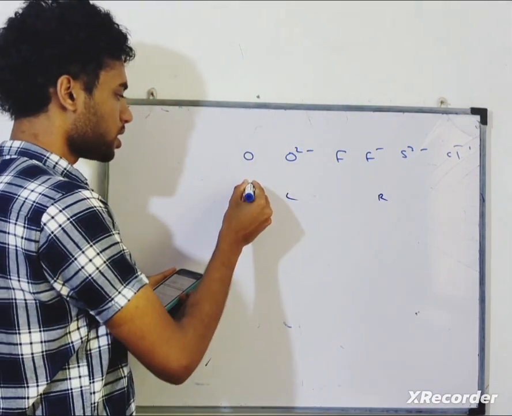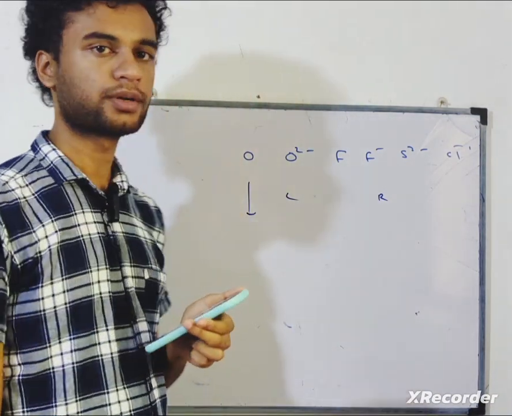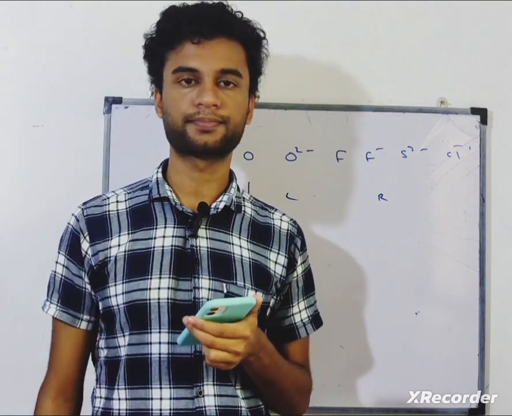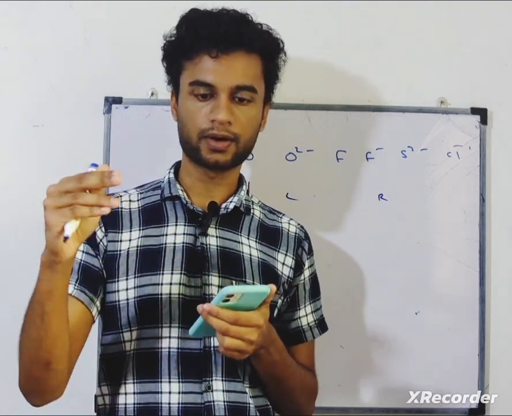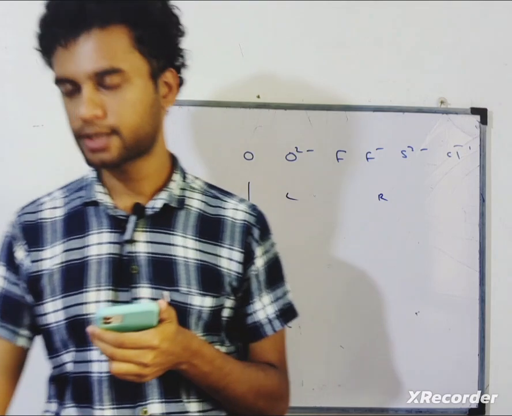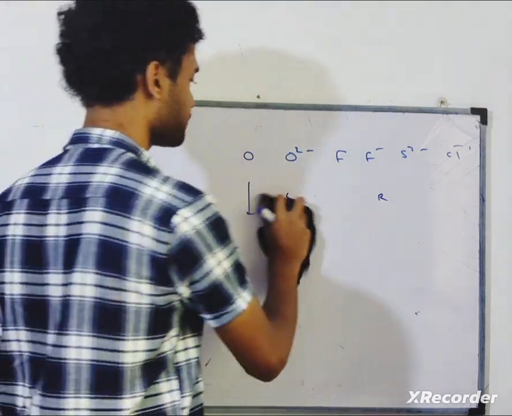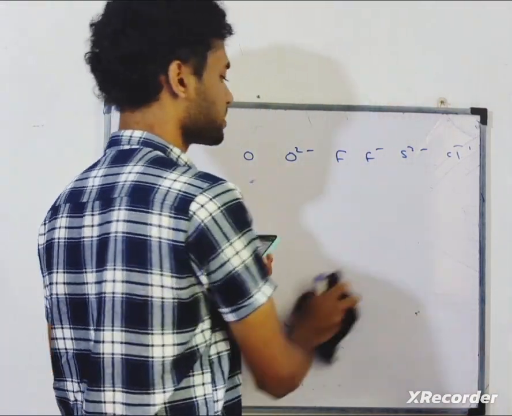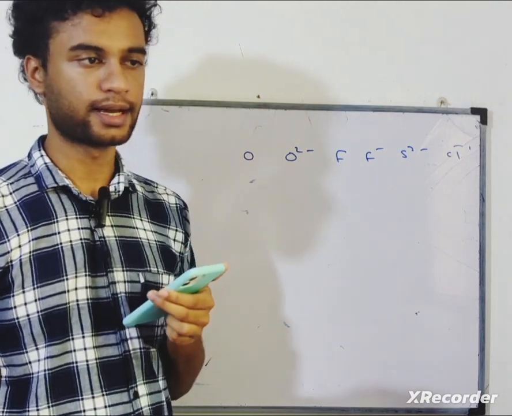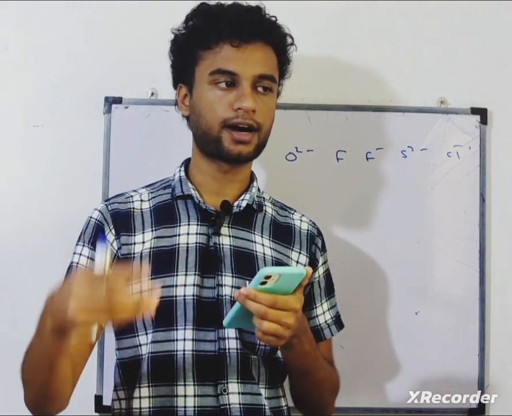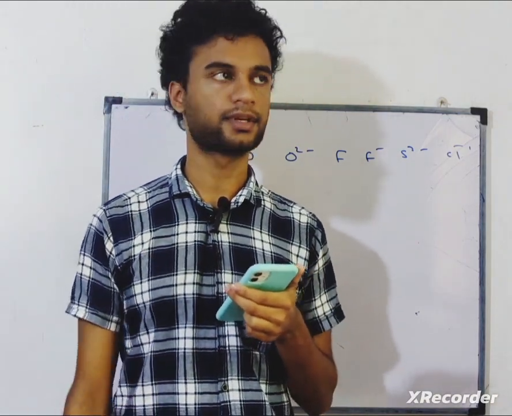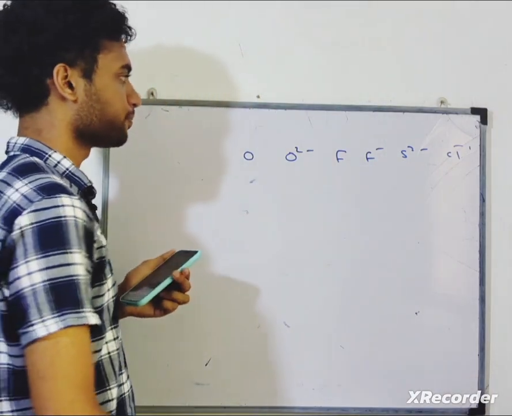When you go down a group, what happens? The atomic radius increases because the number of energy levels increases. So this is very simple, right? If you consider neutral atoms and then anions, we know that anions have a higher atomic radius than the neutral atoms. Okay, now listen.